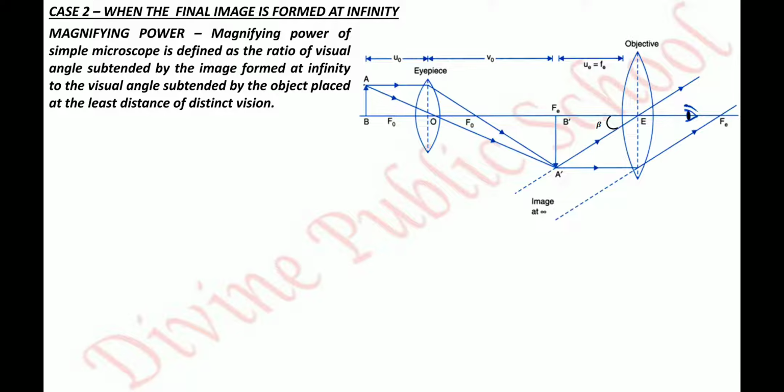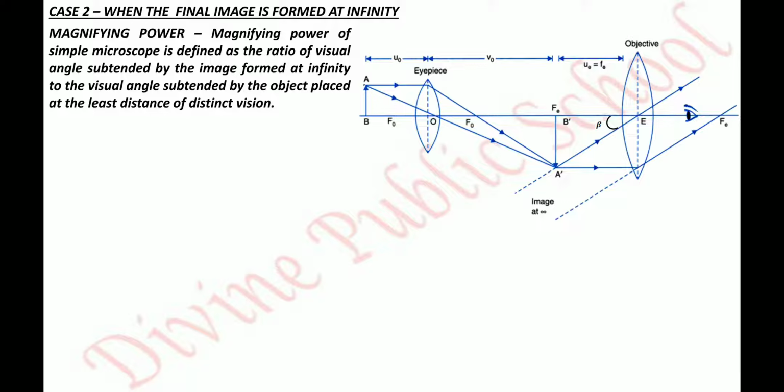Just as we have defined for the compound microscope when the image was formed at capital D, it is defined as the ratio of the visual angle subtended by the image at D to the visual angle subtended by the object at D. Now the visual angle subtended by the image at infinity to the visual angle subtended by the object at D. So what you have to take from here is that the position of the object is fixed. It is at capital D only in case of a microscope, whether it is a compound microscope or a simple microscope. But the visual angle subtended by the image changes as per the condition. Where the image is, according to that we define the visual angle subtended by the image.